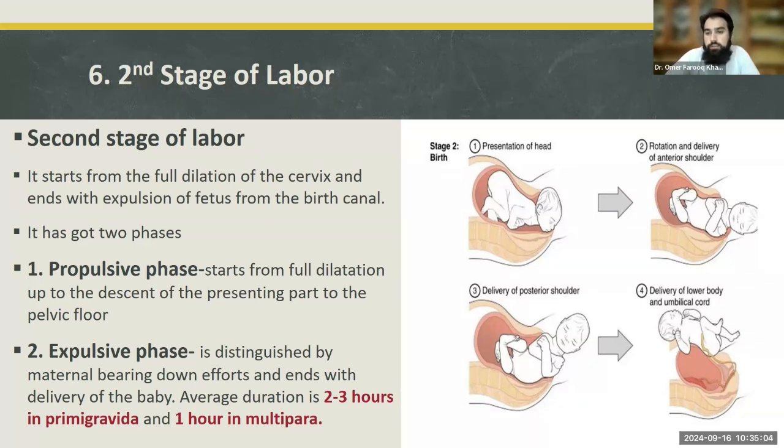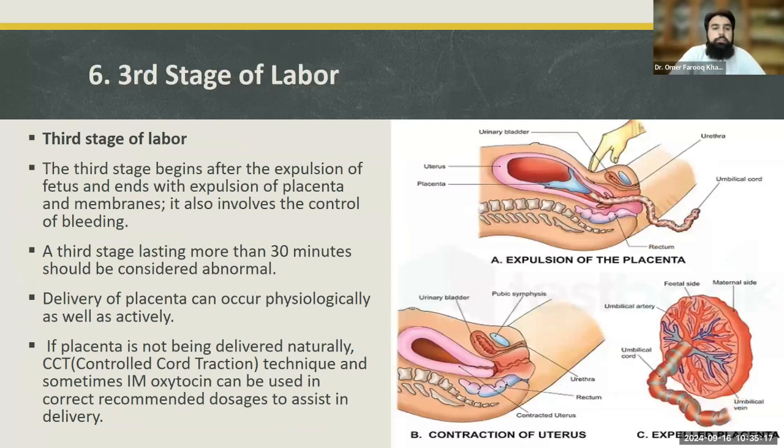So the umbilical cord is delivered along with the baby, and still the placenta is attached to the woman's uterus, and it has not been delivered in the second stage of labor. So after the baby has been delivered, the third stage of labor commences. The third stage begins after the expulsion of the fetus and ends with the expulsion of the placenta and membranes. It also involves the control of bleeding as well.